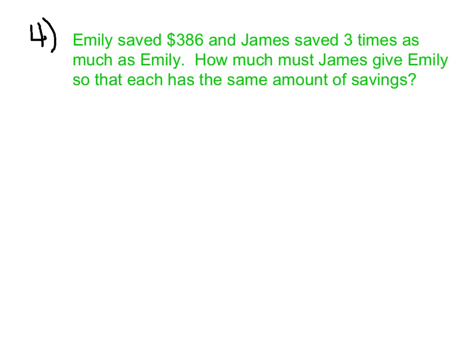All right, I have to tell you, when I looked at the question, how much must James give Emily so that each has the same amount of savings, I wasn't really sure what to do here. It left me a little bit puzzled, so I just decided to go ahead and go through the steps of the bar model, take each part at a time, and see if I can't figure out an answer from that drawing. So who is involved? Of course, it's Emily and James.